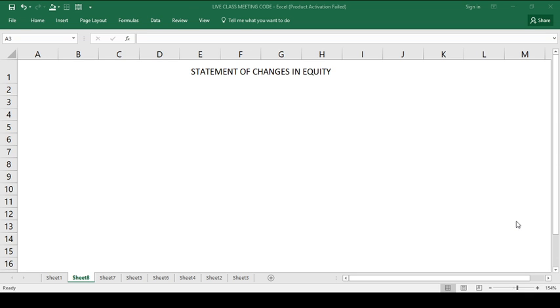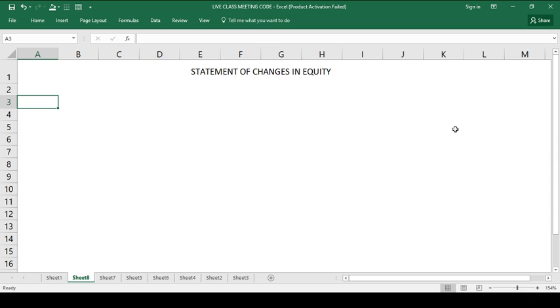Okay, good afternoon, everyone. Our topic for today is about statement of changes in equity. This is one of the financial statements that will complete the set of the financial statements. So a statement of changes in equity, or statement of changes in owner's equity, is a financial statement.